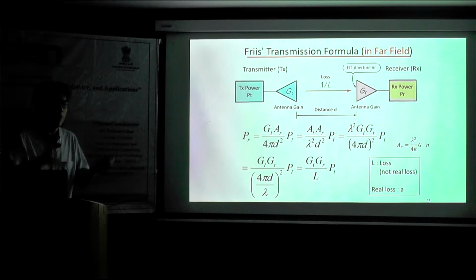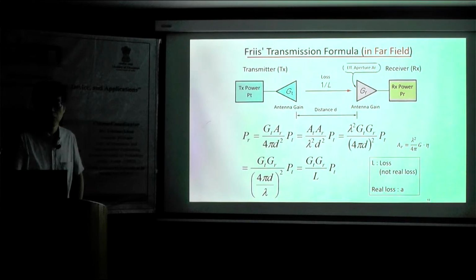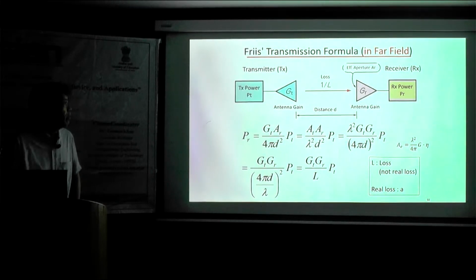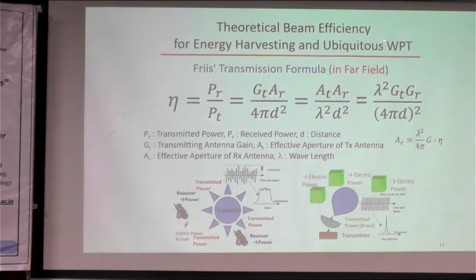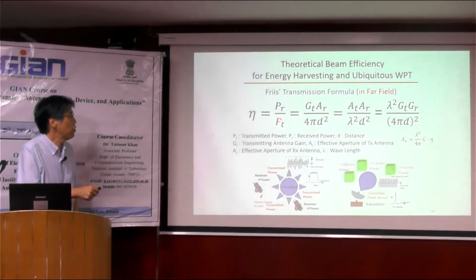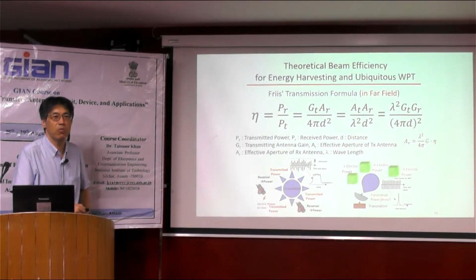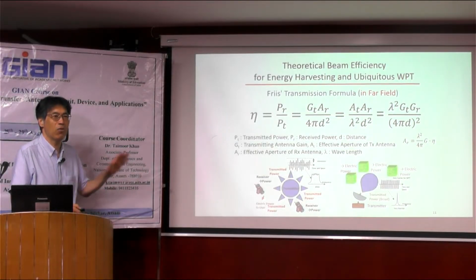So if it's a rainy day or in a lossy medium, there is a loss, but this loss doesn't involve this loss factor L. So please don't confuse. And from this Friis transmission formula in far field, it's easy to calculate the energy beam efficiency, the ratio of the transmitting power and receiving power. It's very simple. So it's easy to estimate the beam efficiency at far field.